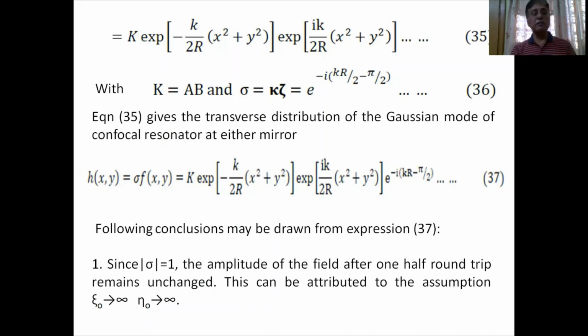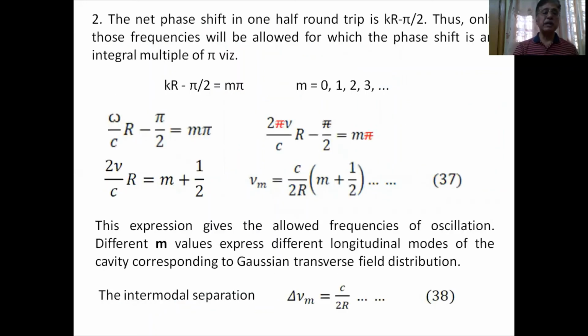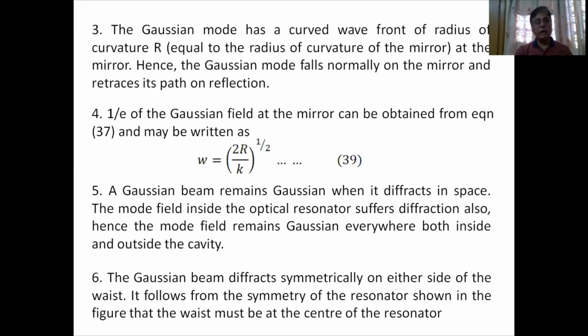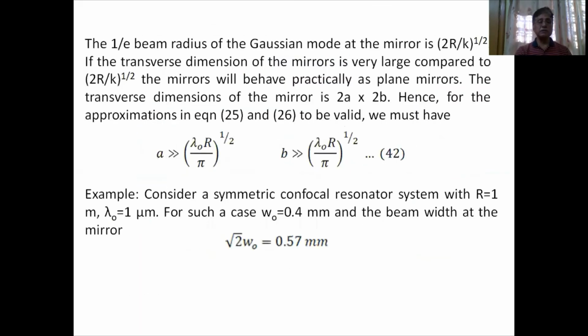So from here we made certain conclusions. Mod of sigma is 1, that is, the amplitude of the field after one round trip remains unchanged, and then we saw what the mode separation was. We also calculated the waist size: the 1 by e value of the Gaussian field at the mirror was w equal to (2R by k) to the power half, and this very expression we used in the small calculation to show that the 1 by e beam radius of the Gaussian mode at the mirror is (2R by k) to the power half.